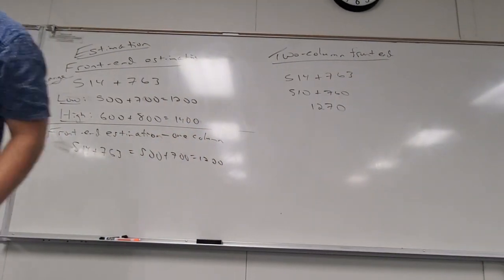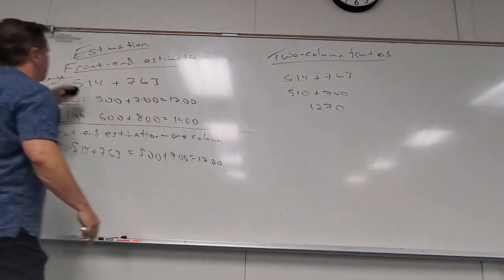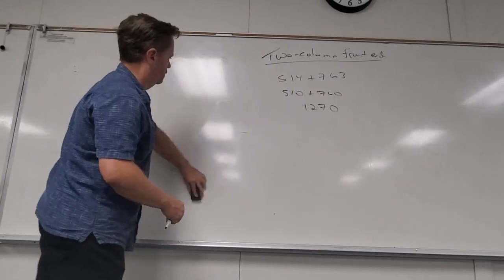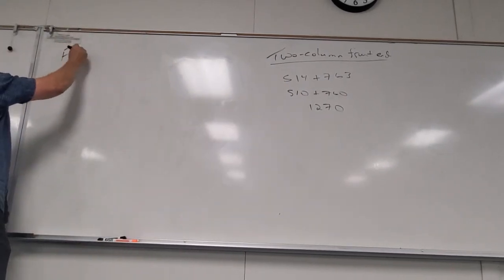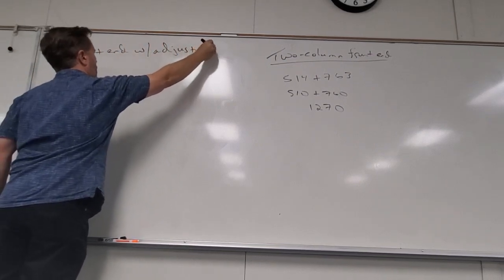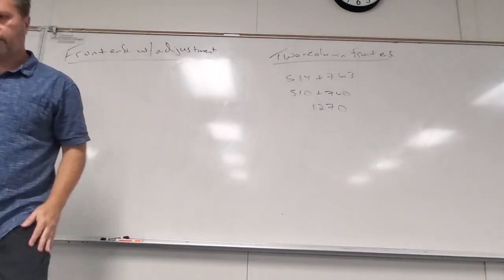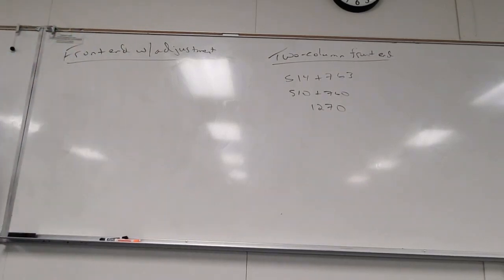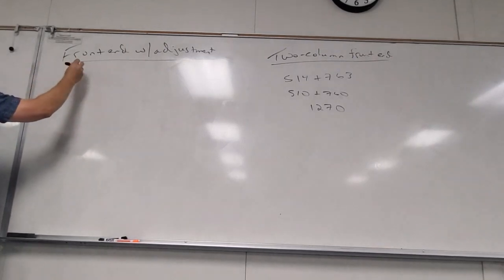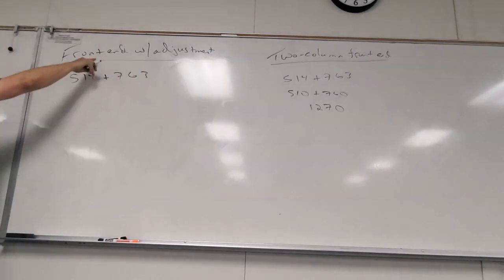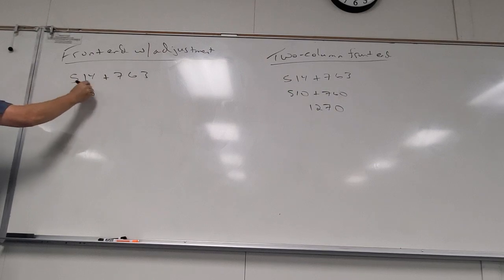Okay. Let's see. Oh, and then we got this. So then we have this thing, front end with adjustment. Now it sounds like we're taking a car in to get something done. So here's what this means. If I had, for example, 514 plus 763, if you do front end 1 column, it would be 500 plus 700, right?